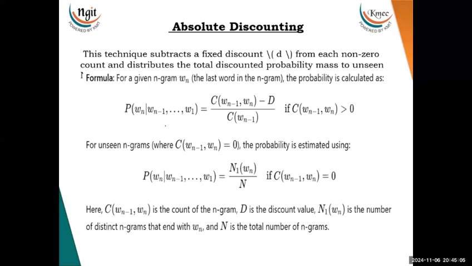Then we have absolute discounting. This technique subtracts a fixed discount from each non-zero count and distributes the total discounted probability mass to unseen n-grams. Clear, students?